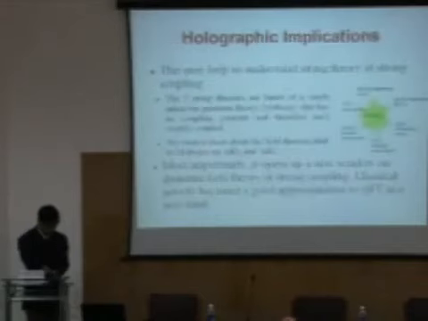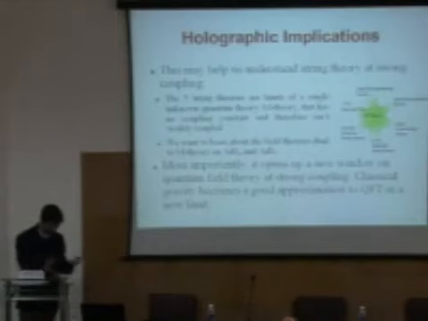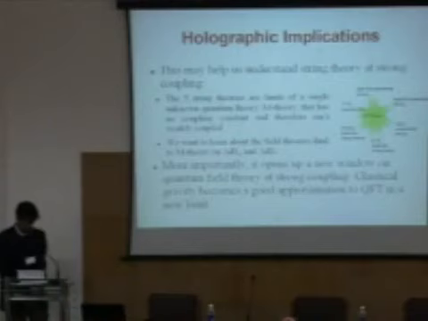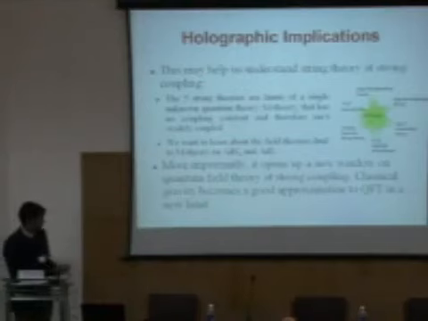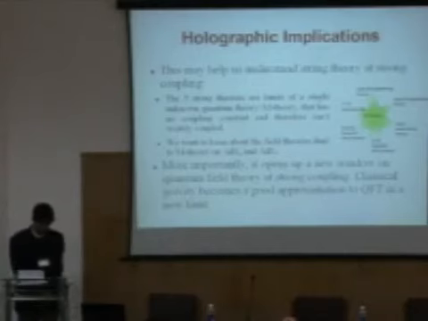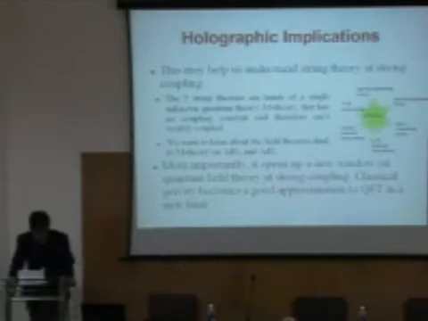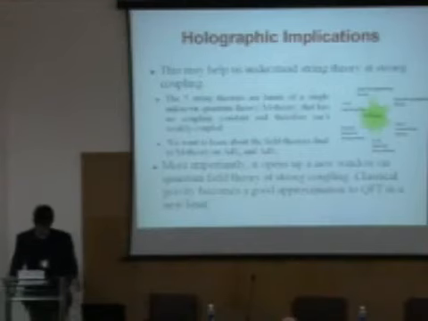So this can help understand string theory at strong coupling, because the string theories are limits of a single unknown quantum theory which has no coupling constant and isn't weakly coupled, so our previous approach to finding that doesn't work. So that might help us understand M theory. But more importantly, this observation opens up a new window on quantum field theory at strong coupling, because classical gravity now becomes a good approximation to strongly interacting quantum field theories in a new limit.